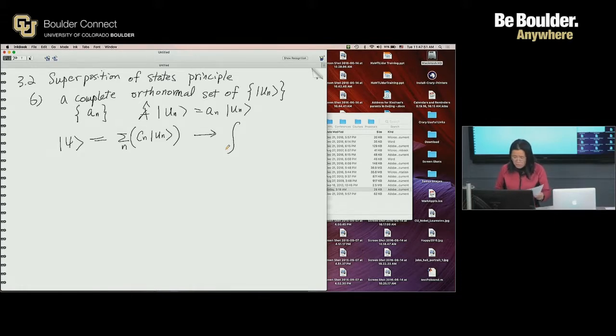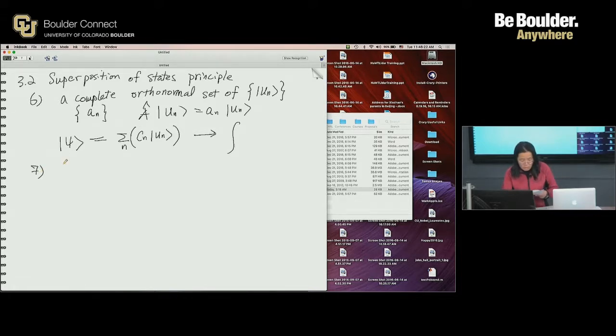How do you consider this? Basically, make an analogy: it's like a Taylor expansion. With a Taylor expansion, you can expand any function into a set of orthonormal functions. So this is a similar principle. This is a part of the superposition stuff.